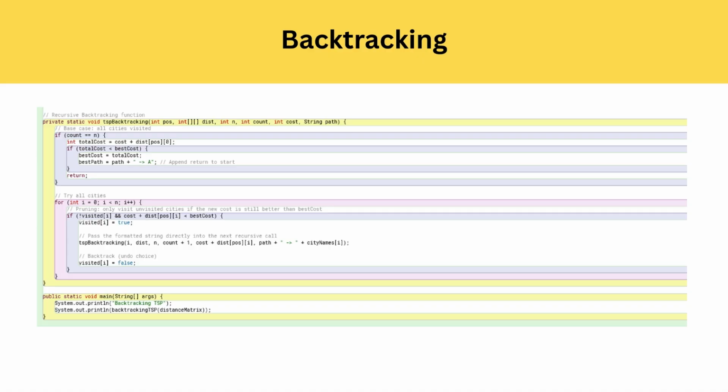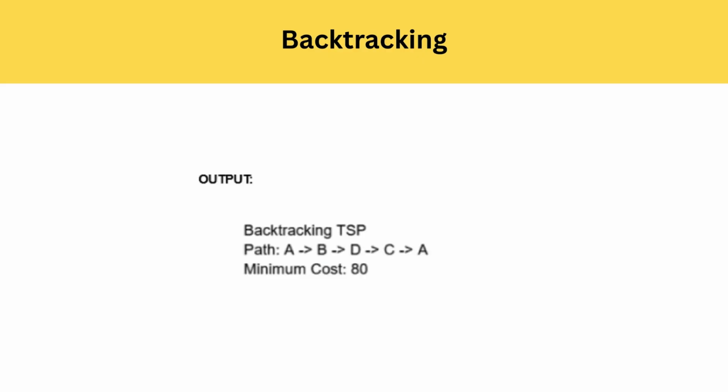After choosing a city, it marks it as visited and calls the function again. Then it backtracks by unmarking the city, or the path. Next, this path is chosen because it gives the lowest total distance compared to all other possible routes. So the total cost of this route is 80, which is the minimum among all possible paths.